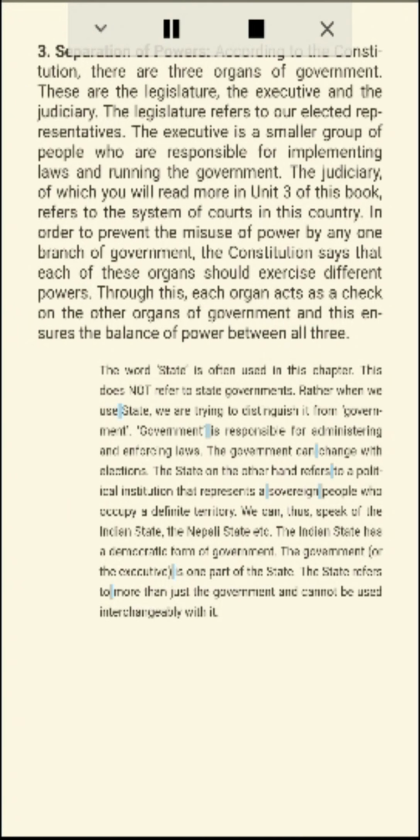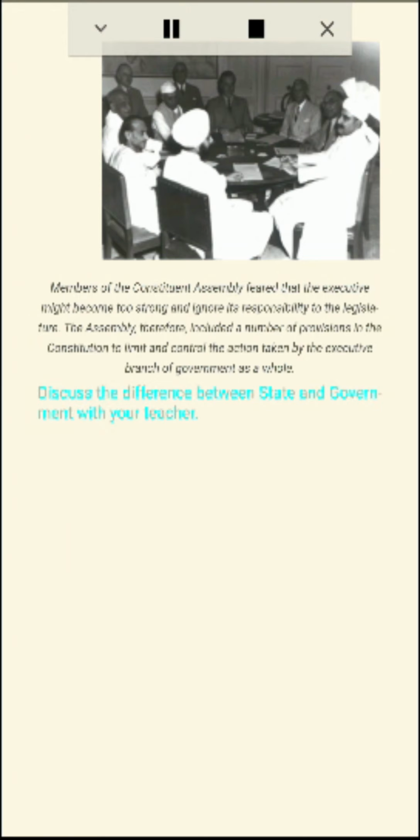Members of the Constituent Assembly feared that the executive might become too strong and ignore its responsibility to the legislature. The Assembly, therefore, included a number of provisions in the Constitution to limit and control the action taken by the executive branch of government as a whole. Discuss the difference between state and government with your teacher.